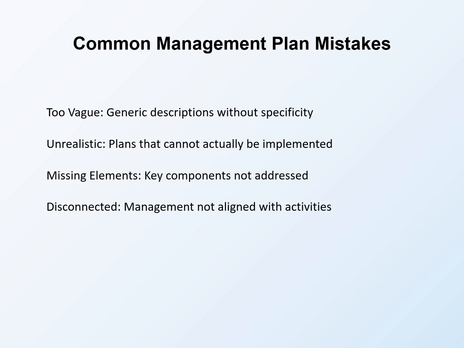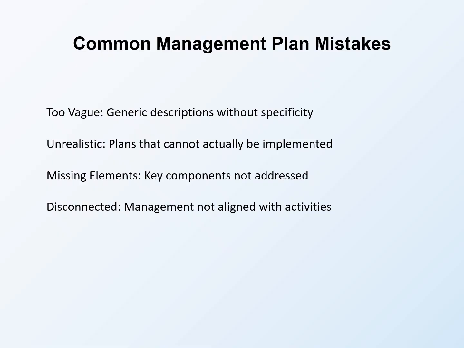Common management plan mistakes undermine credibility. Too vague means generic descriptions without specificity. Saying you will hold regular meetings means little. Specify weekly team meetings on Mondays to review progress. Be specific.